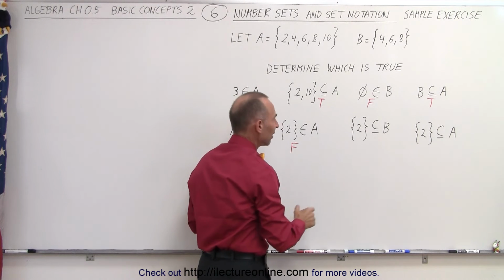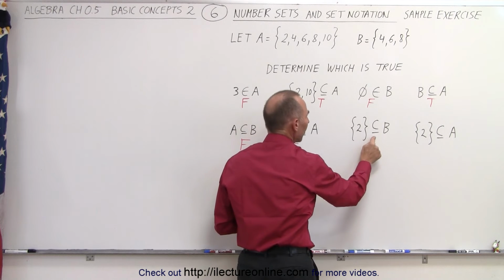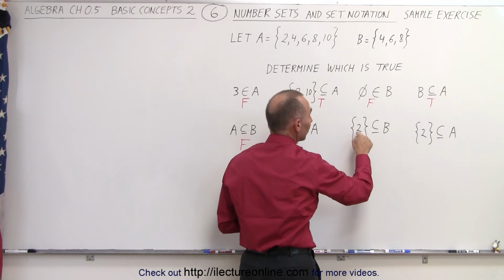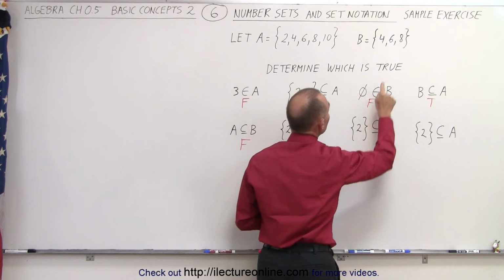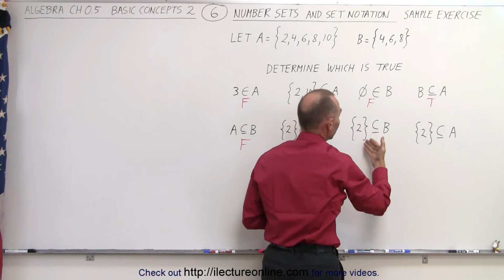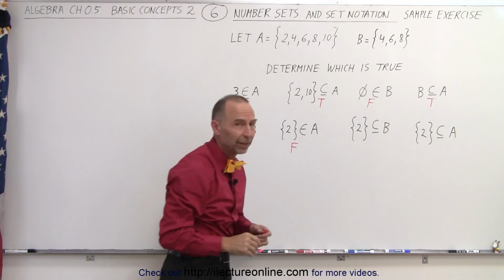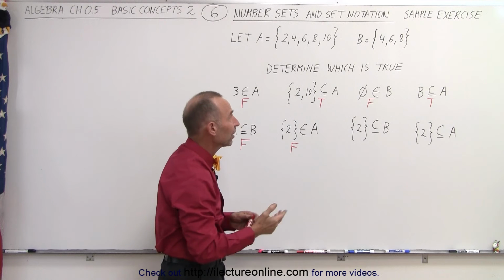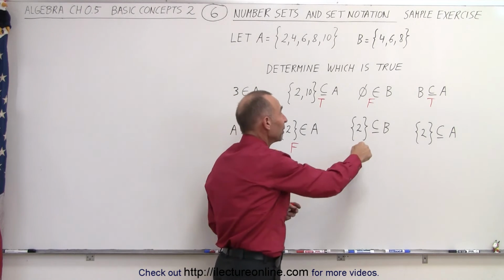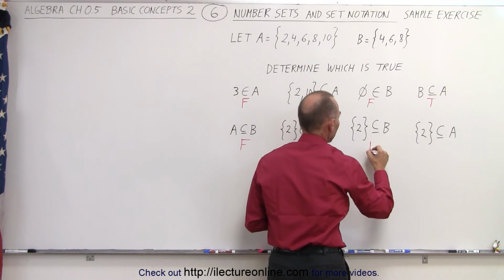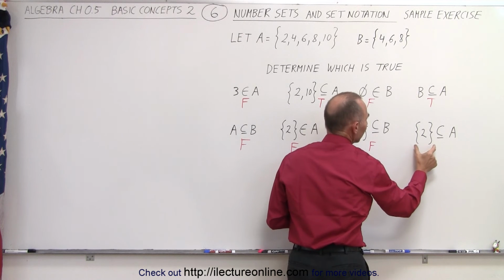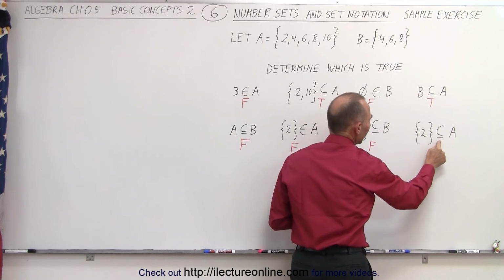Here, the statement says that the set containing 2 is a subset of the set B. Now, at least the notation is correct, but is that a true statement? We look up here and we notice that B has the elements 4, 6, and 8, but not the element 2, so therefore this cannot be a subset because B does not contain the element that's in this set right here, so that's a false statement.